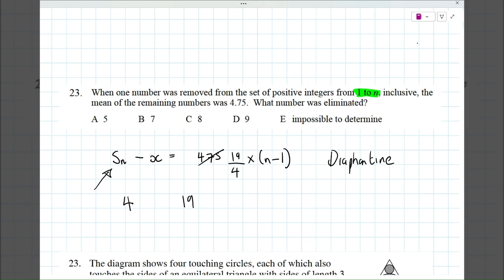And we know it's going to have to be a multiple of 4 numbers in order to get this 19 over 4 as the mean. If there were 8 numbers, the mean would be 38. If there were 12 numbers, the mean would be 57.